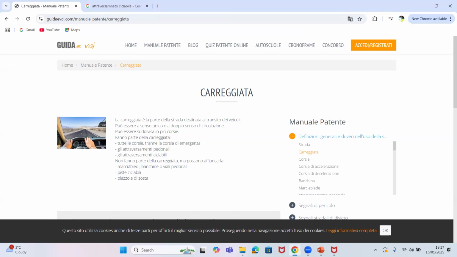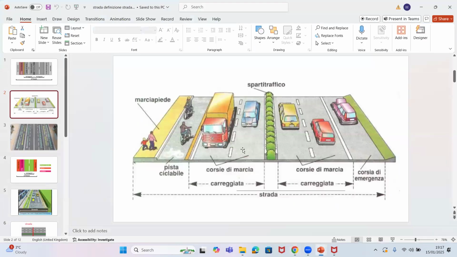Number one, marciapiede. Now, what is marciapiede? I will not explain it now. We'll see it later on, we'll go deeper. Let me just show a small picture. Since we are discussing, now this is marciapiede. Remember, marciapiede is not inside the carreggiata. It's outside the carreggiata.